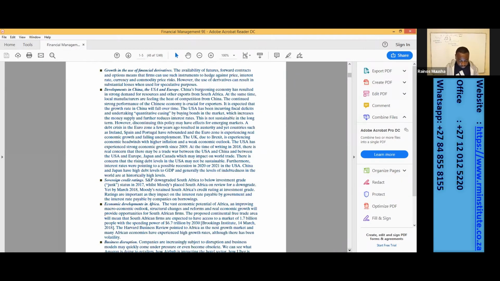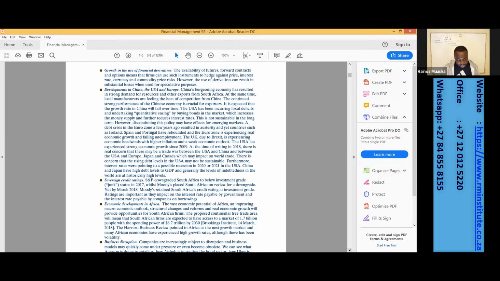Then on page 5, they also look at growth in the use of financial derivatives. The use of financial derivatives has resulted in financial management becoming more and more complex, through derivatives like for example forward contracts, futures contracts, options, and swaps. Usually derivatives are used to hedge, but if the company ends up using the derivatives for speculation purposes, this is where it can result in huge losses for the enterprise.